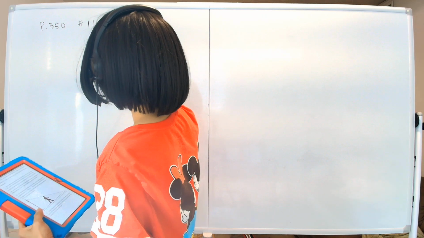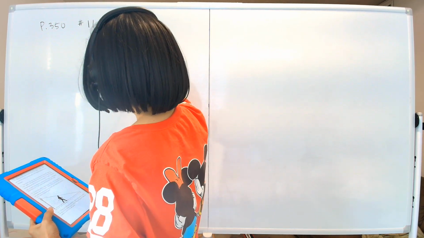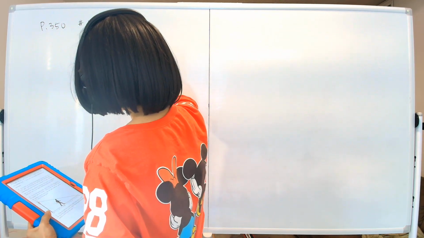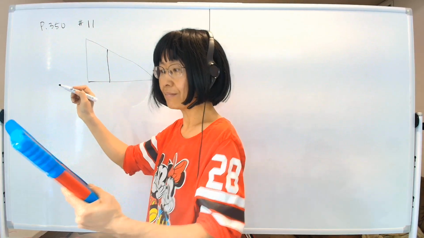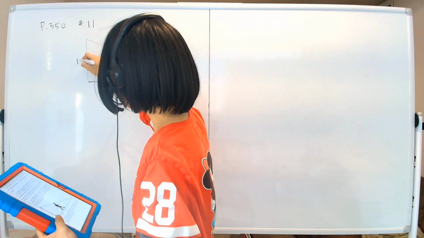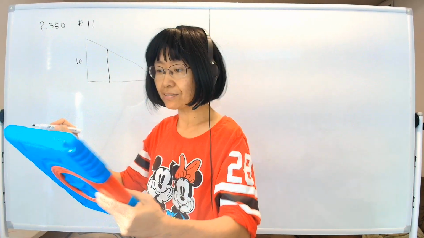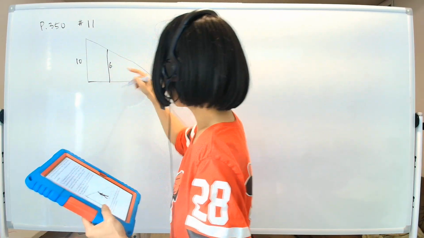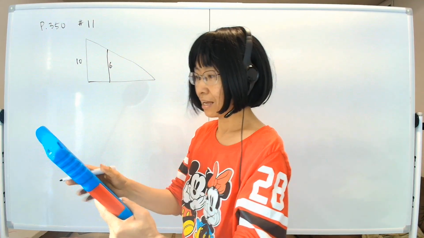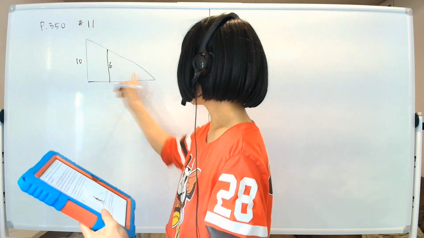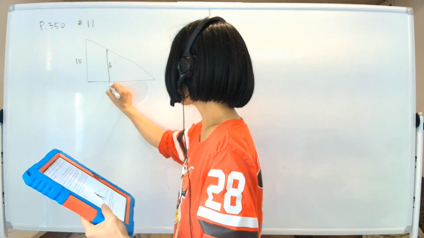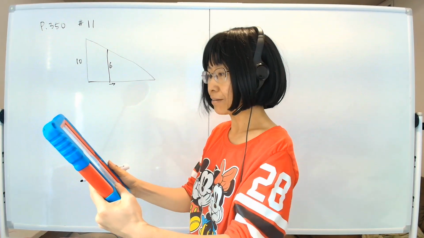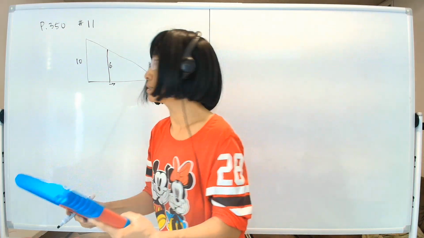Here's the lamp post. Okay, here's the guy. The lamp post is 10 feet tall, and that doesn't change. The guy is 6 feet tall. That also doesn't change. Here's your guy, here's the lamp post, and the guy is walking away from the lamp post. How fast is he walking? He's walking at 3 feet per second.